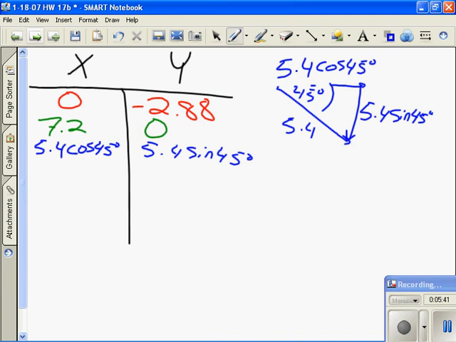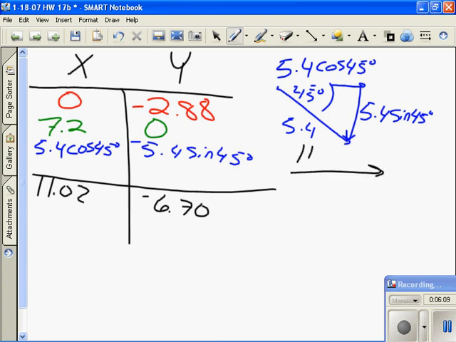See, it's 5.4 cosine of 45 degrees is moving you to the right. The other guy is moving you downward, so you do the negative. Now you add. Wait. This works out to be, oops, try again. This works out to be 6.7 this way, negative. And this is 11.02, so we're almost done. You go 11.02 this way. You go 6.70 this way. Now you use the dead Greek, dude. Cha-ching. See you, babe.